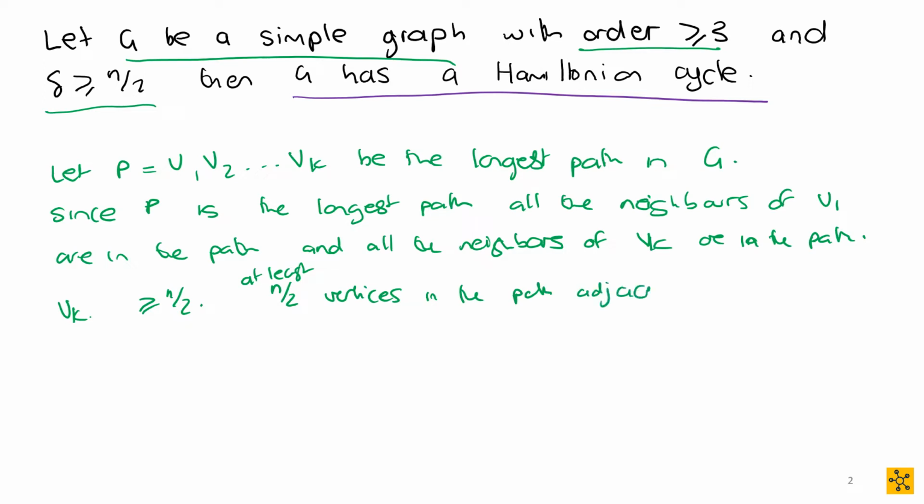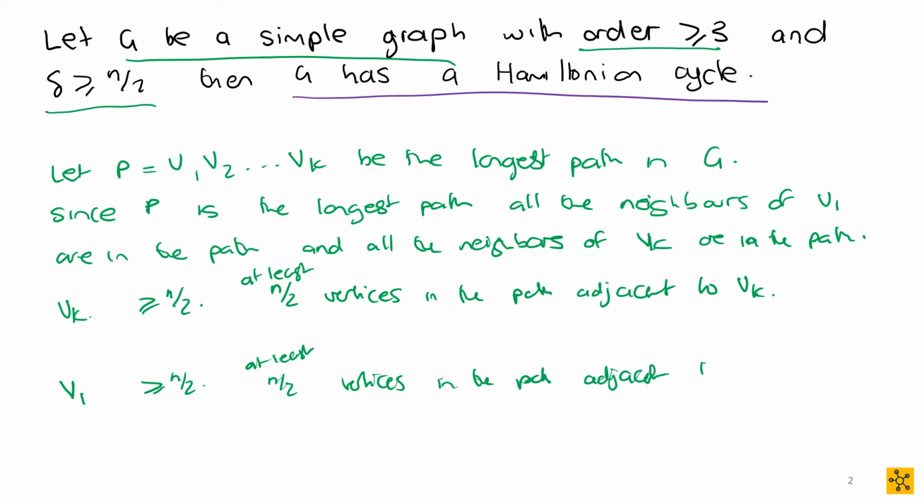adjacent to vk. We also know that the same thing happens for v1, because v1's degree is also greater than or equal to n over 2. So we know there's at least n over 2 vertices in the path adjacent to v1.